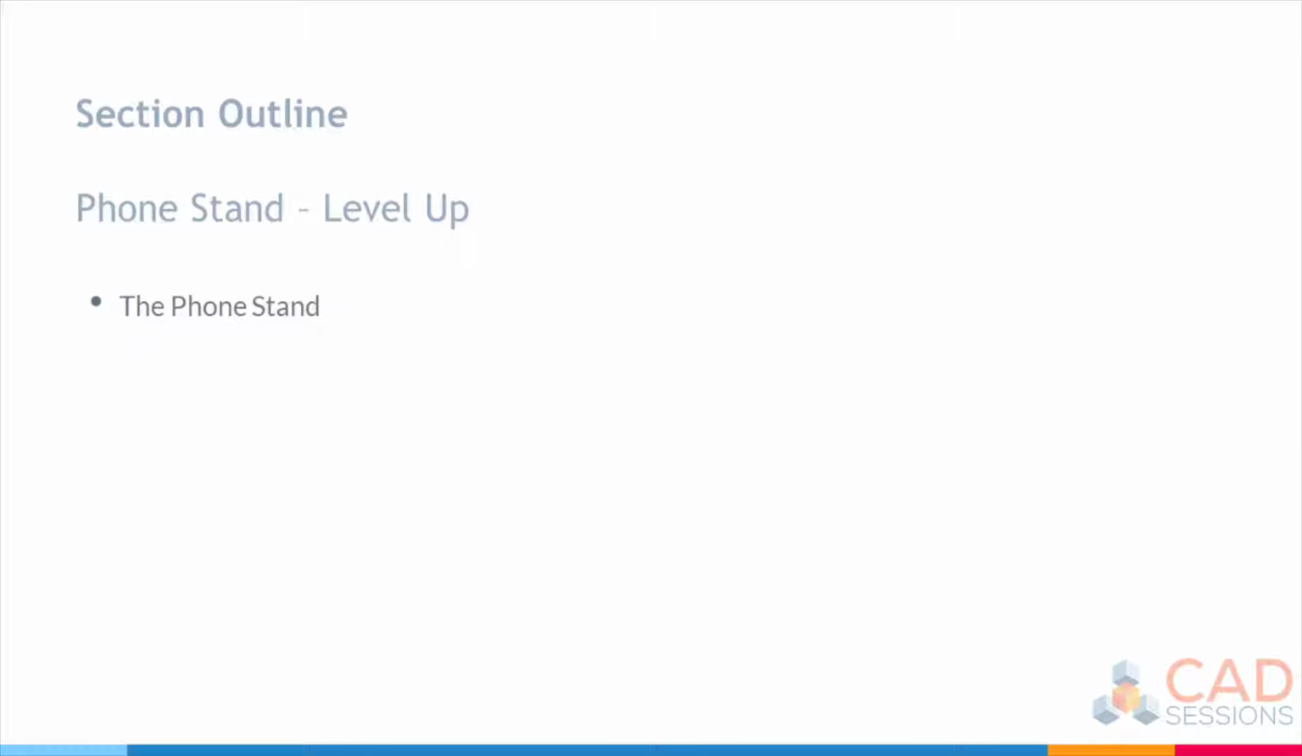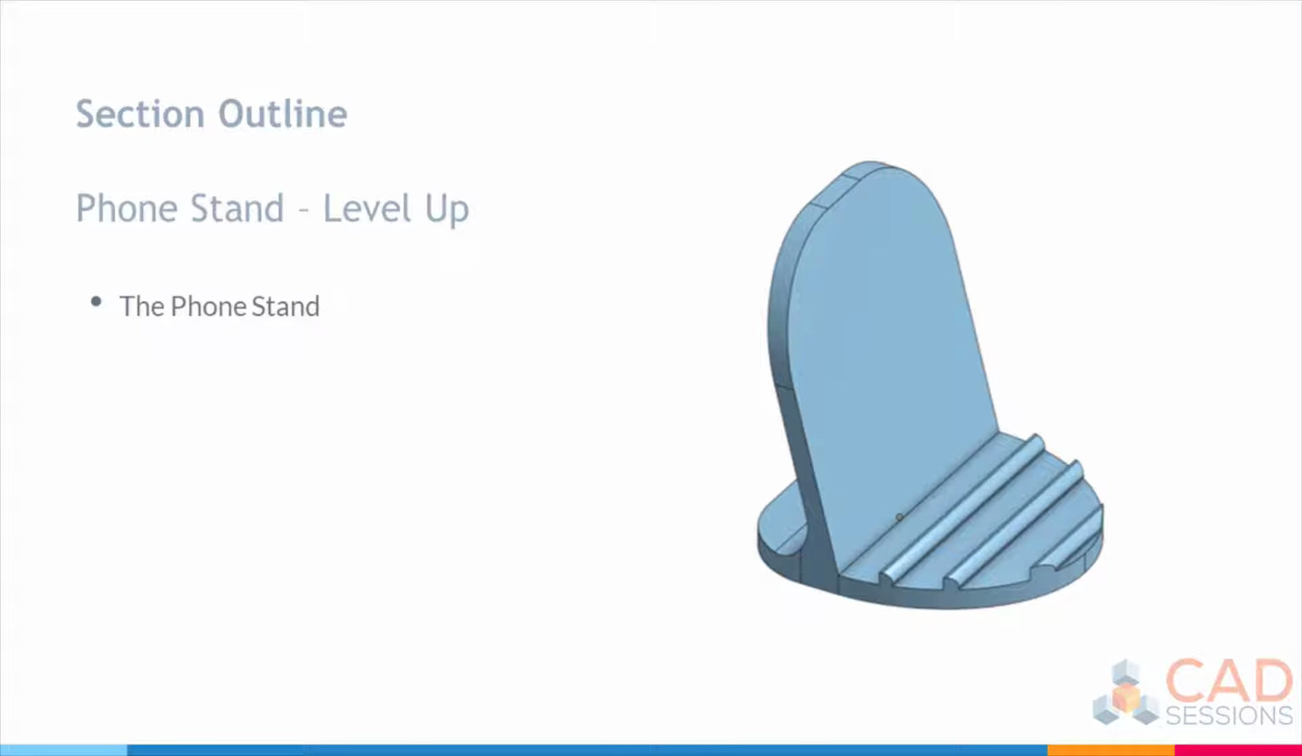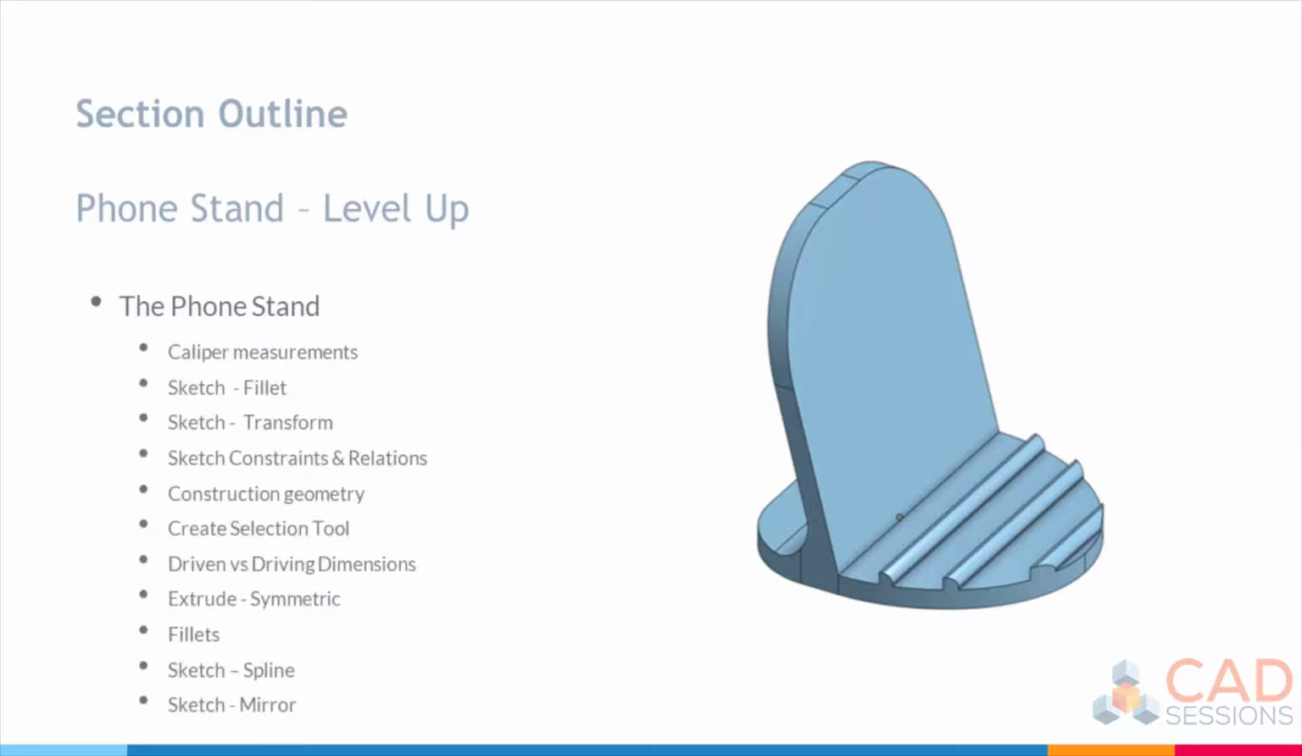This section contains just one all-inclusive lesson where we model a phone stand. We cover a lot of ground here, and you start to see just how much you can get done with good sketching skills and just the extrude and fillet features. I've also listed a preview here of some of the topics that we'll be covering in this lesson.